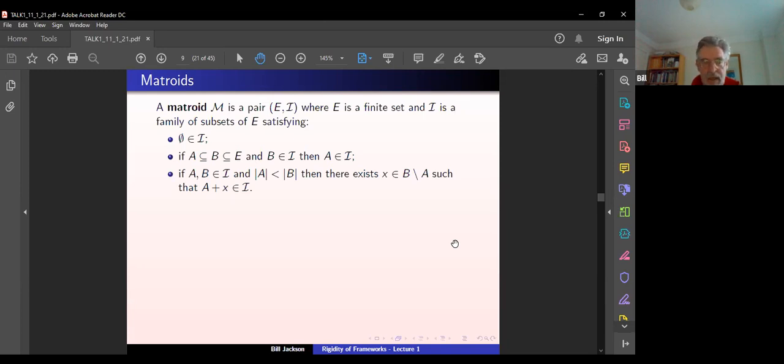So we want the empty set to be independent. We want any subset of an independent set to be independent. And then the third axiom, which really makes them work, is that if we have 2 independent sets A and B, and the size of A is less than the size of B, then we can find some element of B which, when we add it to A, gives us a larger independent set. So this tells us that we can construct maximal independent sets greedily, and it also tells us that every maximal independent set will have the same size.